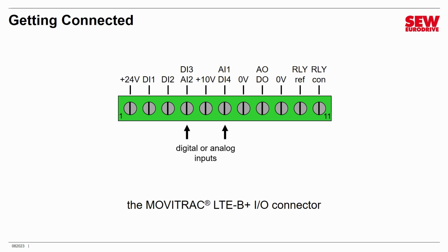Then there are two inputs that are actually hybrid signals. DI3 and AI2, and AI1 and DI4, can be either an analog input or a digital input. They can't be both at the same time. You configure it by setting parameters in the drive. So depending on what you're doing, they can either be on-off signals or they can accept analog signals, voltages, or currents. We'll talk about those more as we go along.